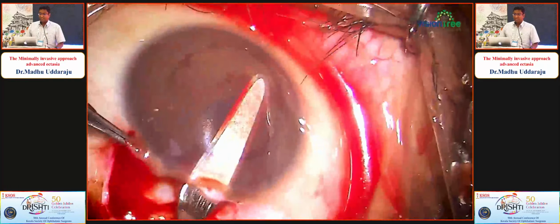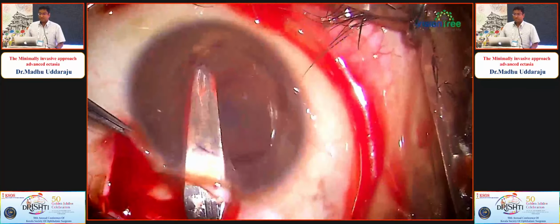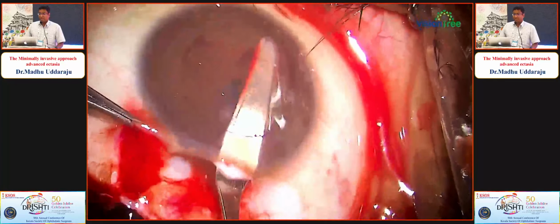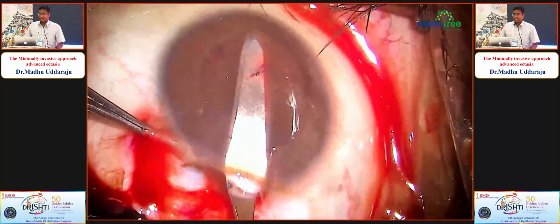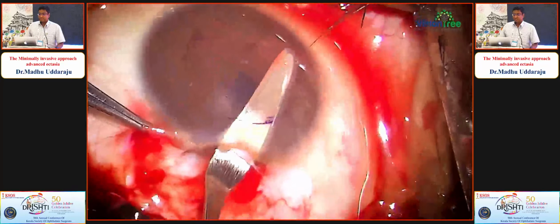These are the Sommerburg lamellar dissectors that we use in DSEK. You can use the same thing in the donor and recipient eye, and try to create a mid-stromal pocket. You have to be careful in the central part, where the thinning will be more. So you have to be gentle in your procedure when you are doing this.